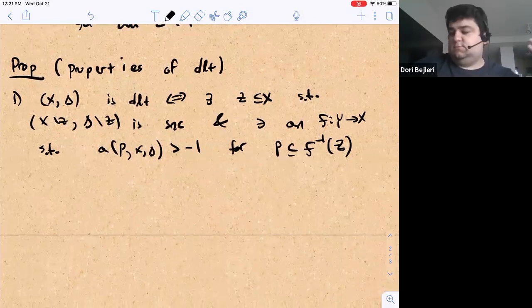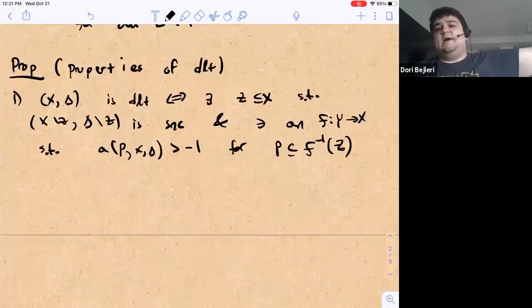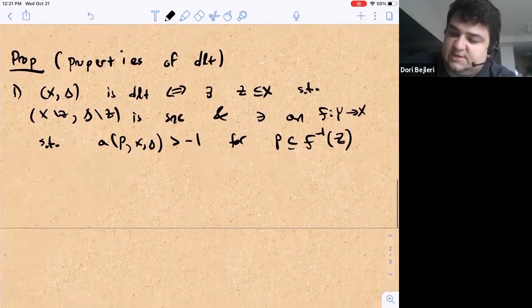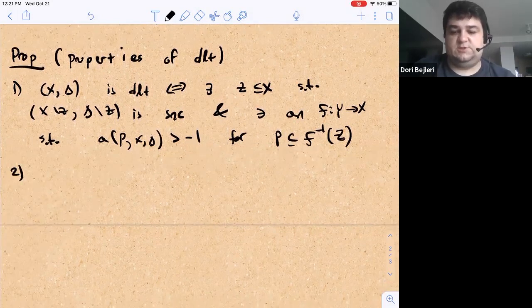And so when you make the discrepancy strictly smaller and still get something log canonical, then all the discrepancies had to have been strictly bigger than −1 over those divisors. So it uses this kind of perturbation, but essentially the same idea as the other versions of this proposition.